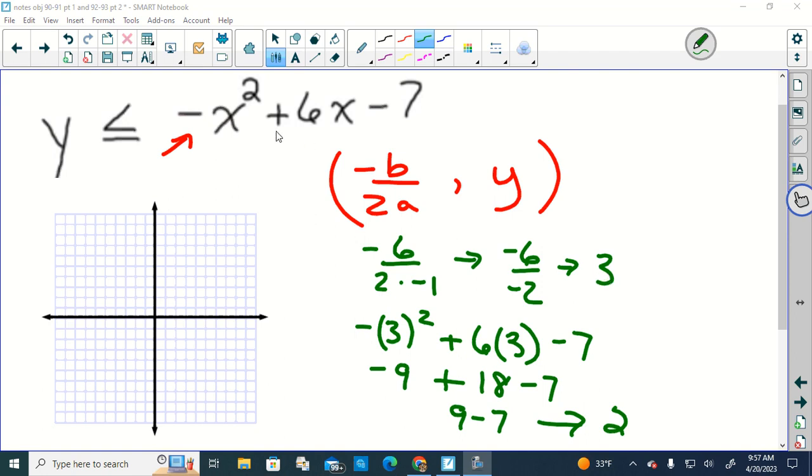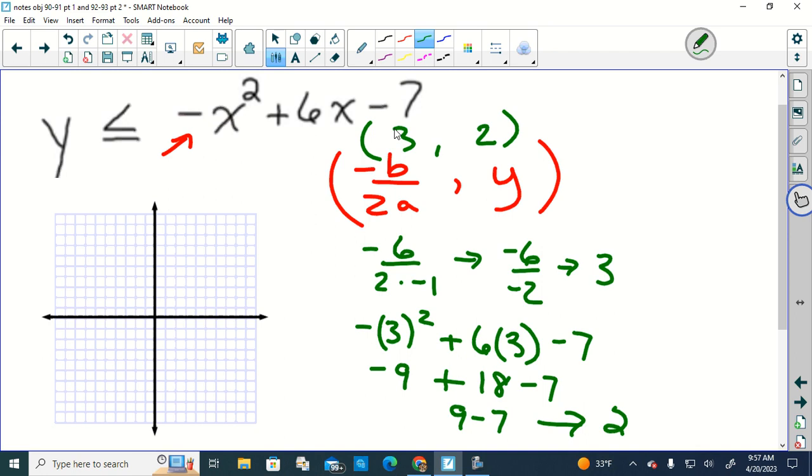Then I plugged my x back into my equation. So I squared my 3 and then changed it to a negative. 6 times 3 gave me 18, and then adding and subtracting left to right, I got 2. So my x is 3 and my y is 2. So that is my vertex. Okay, so I'm going to go graph that.